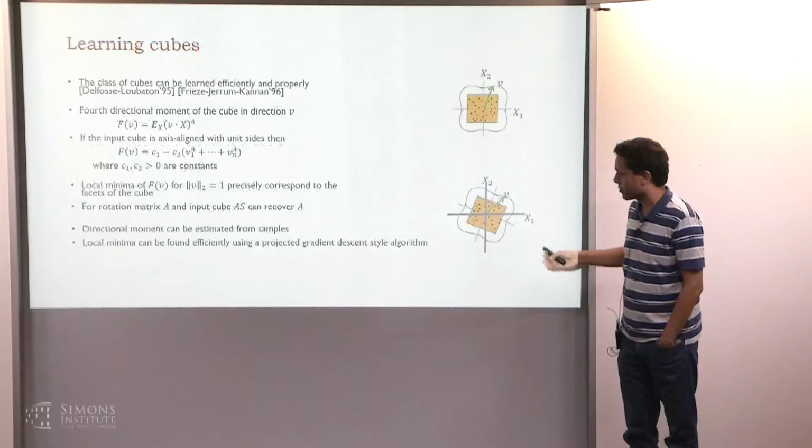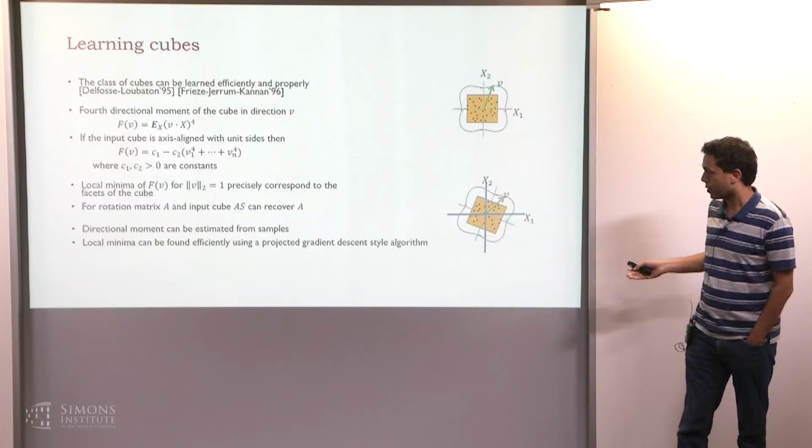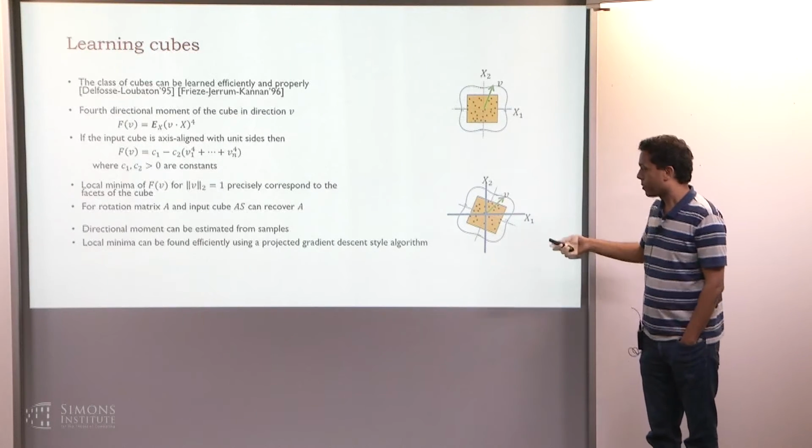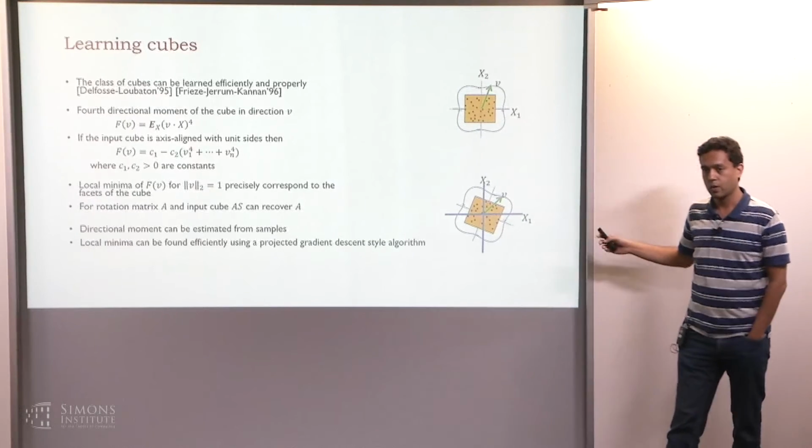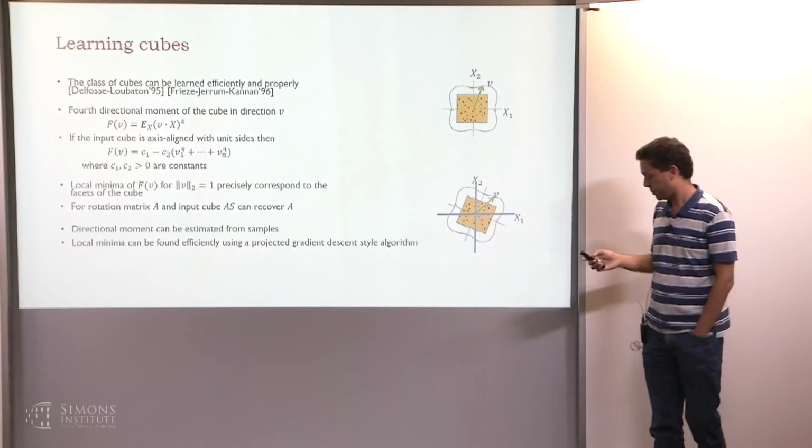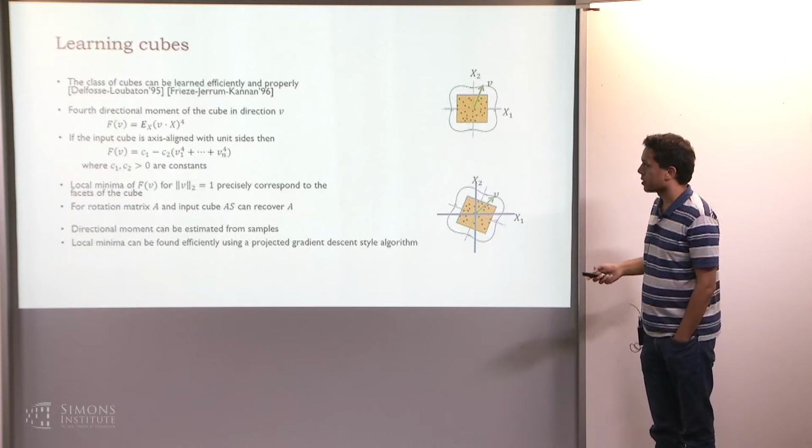We can estimate these directional moments from a polynomial number of samples, and local minima can be found efficiently by projected gradient descent. So this solves the cube learning problem.